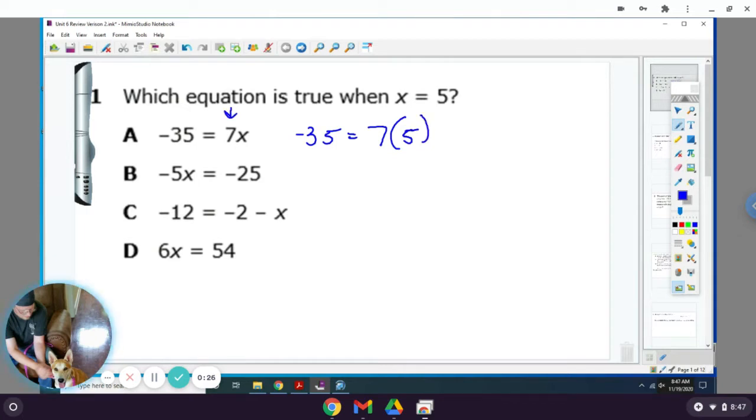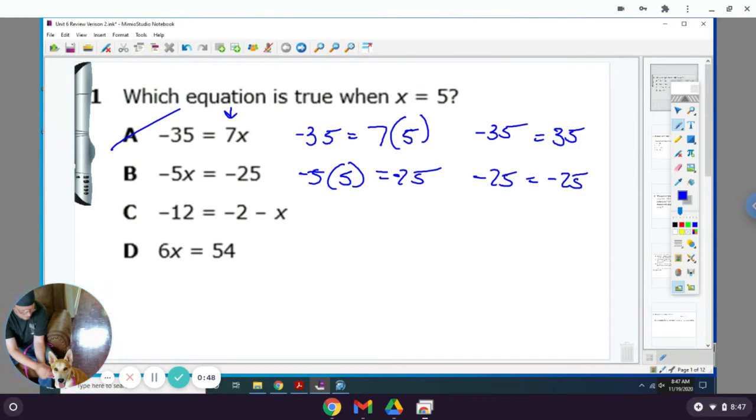So you're going to do 7 times 5, which is 35. Now, does 35 equal negative 35? No. This one's wrong. So now we're going to do this one. So you're going to do negative 5, and instead of writing the x, you write the 5. Negative 5 times positive 5 is negative 25. Does negative 25 equal negative 25? Yes, it does. So B is correct.